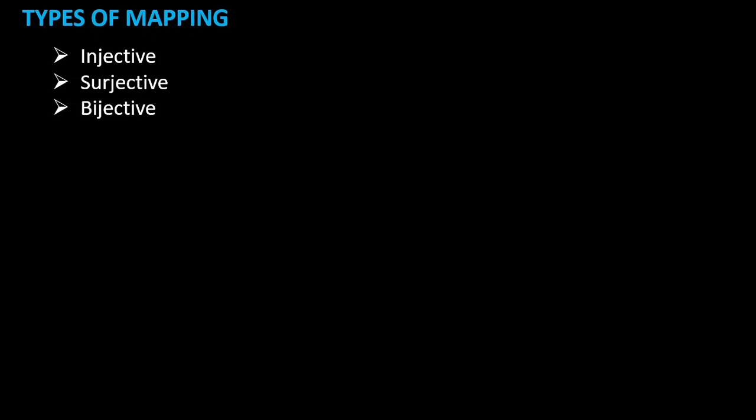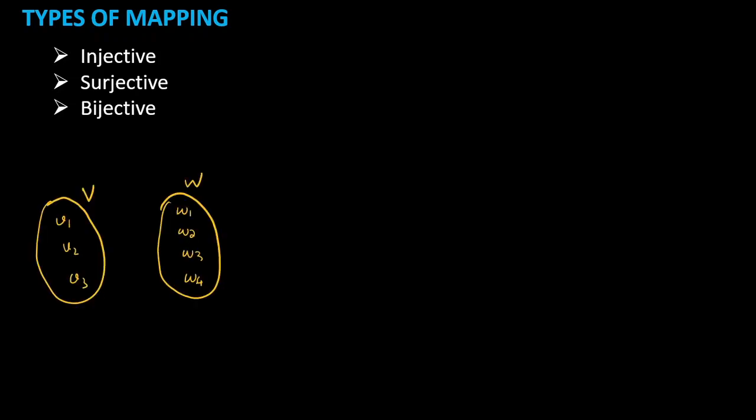Okay, then there are different types of mapping available. When we map the vectors from one vector space to the other, we can map it in different ways. There are three types of mapping available: injective, surjective, and bijective.